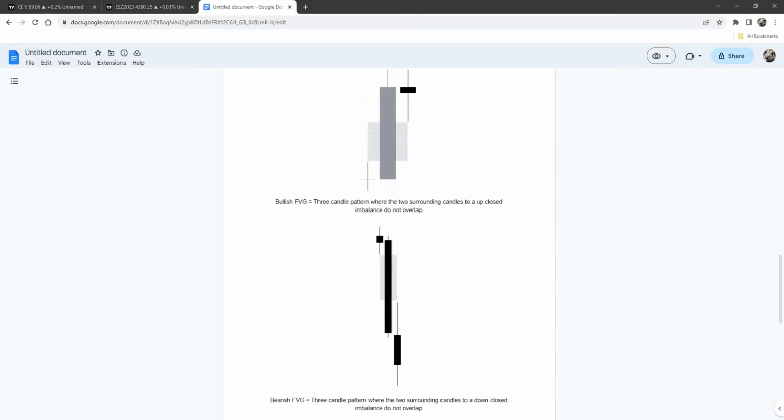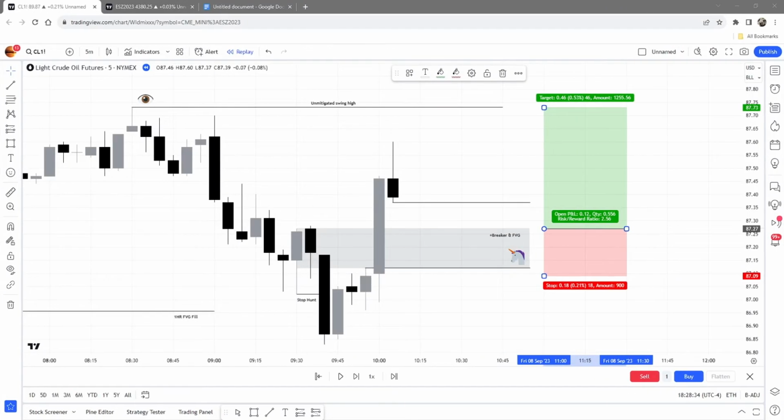Now that we have defined and identified our swing highs and swing lows, let's move on to FVGs. Bullish FVGs are 3-candlestick patterns where the two surrounding candles to an up-closed imbalance do not overlap. A bearish FVG is a 3-candlestick pattern where the two surrounding candles to a down-closed imbalance do not overlap. Let's move over to the chart to provide an example of our draw on liquidity.